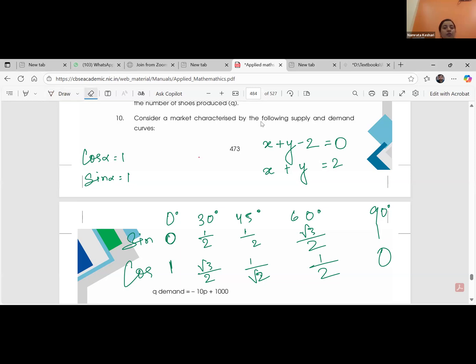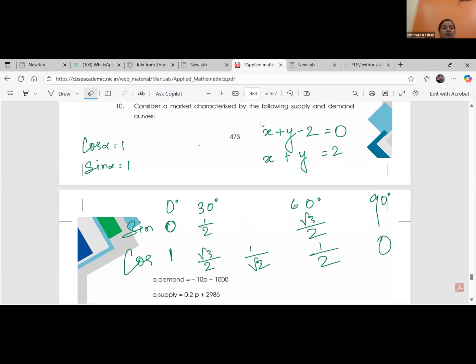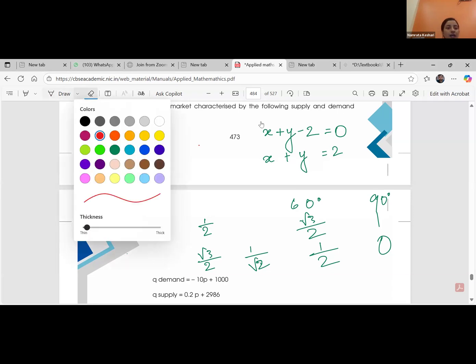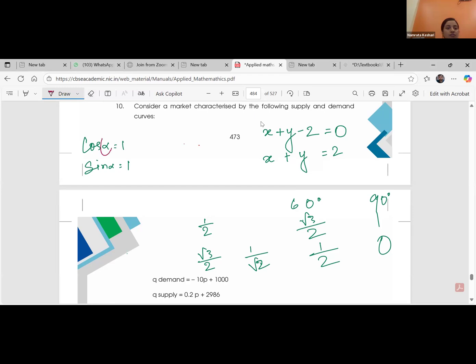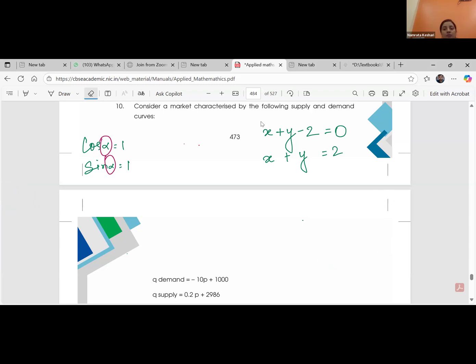Yes, ma'am. So together they will not give 1 for the same angle alpha. Here we can see this alpha, this alpha. For the same angle, both are giving 1. That looks impossible. So here also we have to do the arrangement. Let's see what we can do.